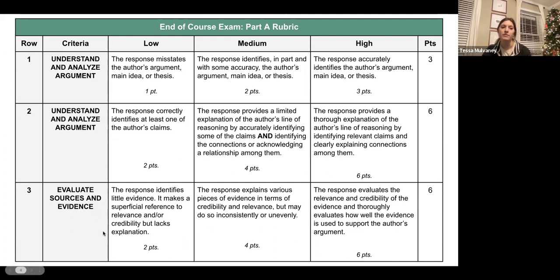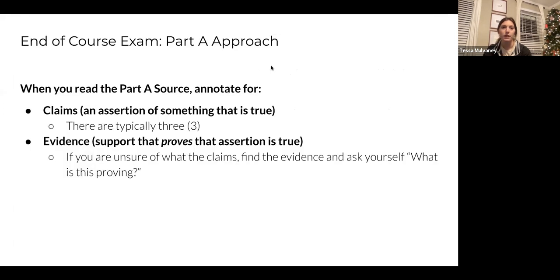And then the third row is evaluating the sources and evidence. So these are all skills that we have seen all throughout your rubrics in AP Seminar. You're applying it a little differently here. So the high scoring for this row is the response evaluates the relevance and credibility of the evidence and thoroughly evaluates how well the evidence is used to support the author's argument. So you're kind of doing 2 tasks in that row, and we'll get there as we discuss those throughout this week.